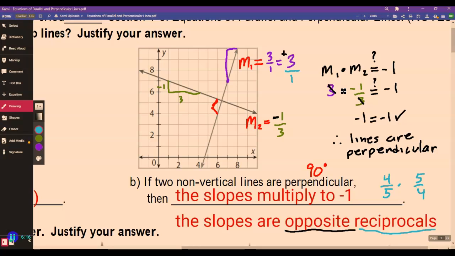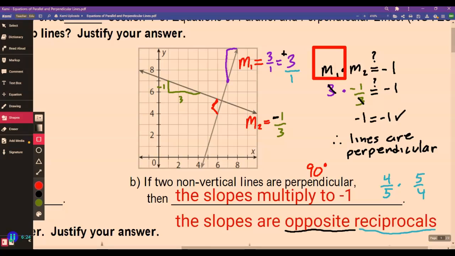So I want you to get used to this notation, where I'm writing M1, M2. If anything, that might be the only thing that's new. It's just a clearer way of writing your math to be absolutely certain. And I'll throw this out right now.